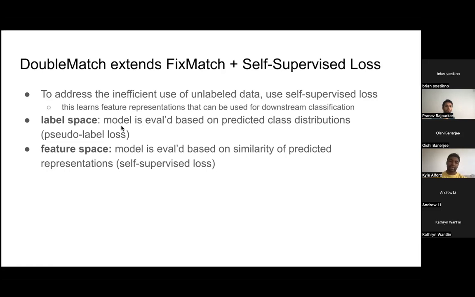So what I just showed was strictly what they call in the paper the label space. So evaluating the model based purely off of the predicted class distributions, also called in the paper the pseudo label loss. But FixMatch doesn't deal at all with the representation space, the feature space, which evaluates the model based on the similarity of the predicted representations. So this feature space is what the DoubleMatch team is essentially adding.